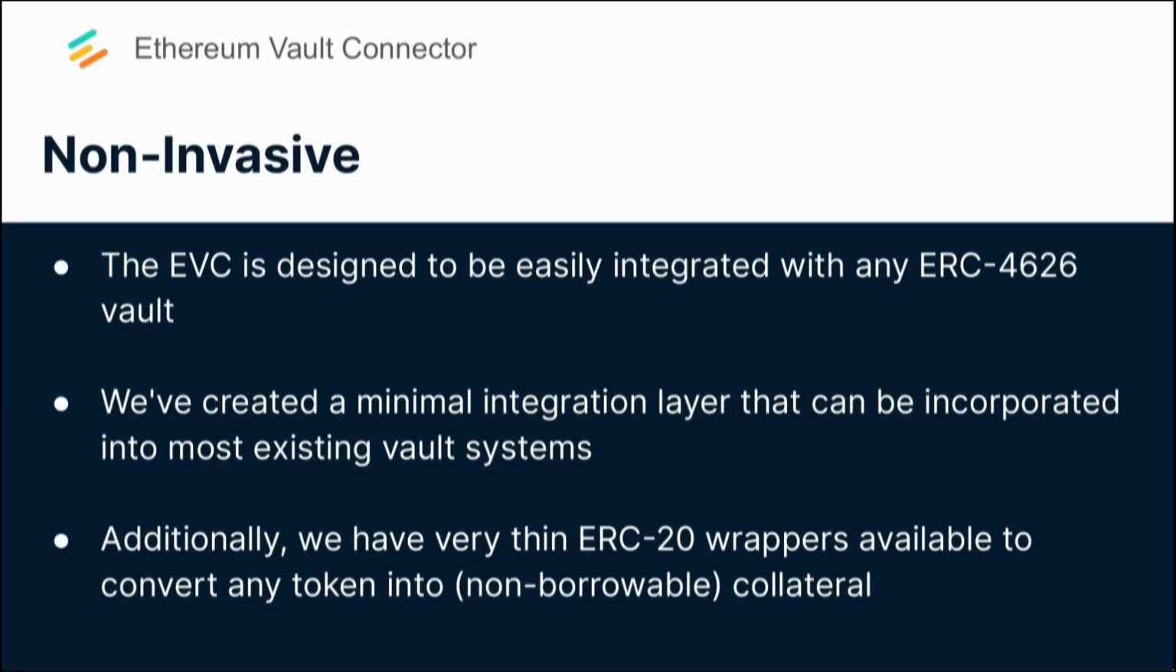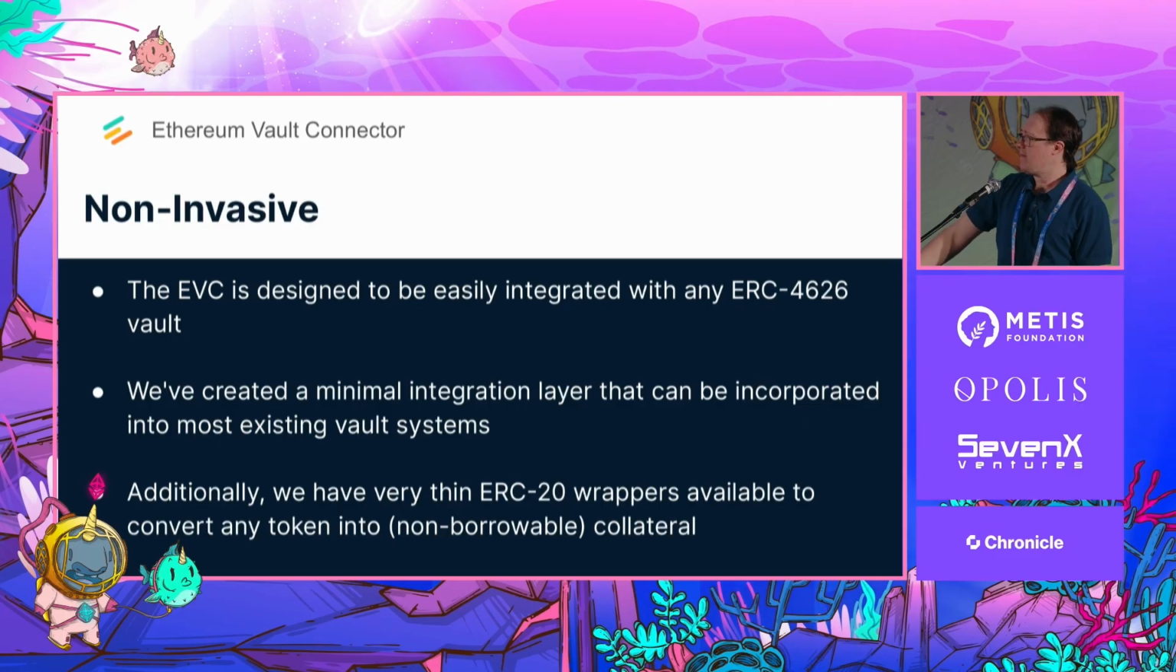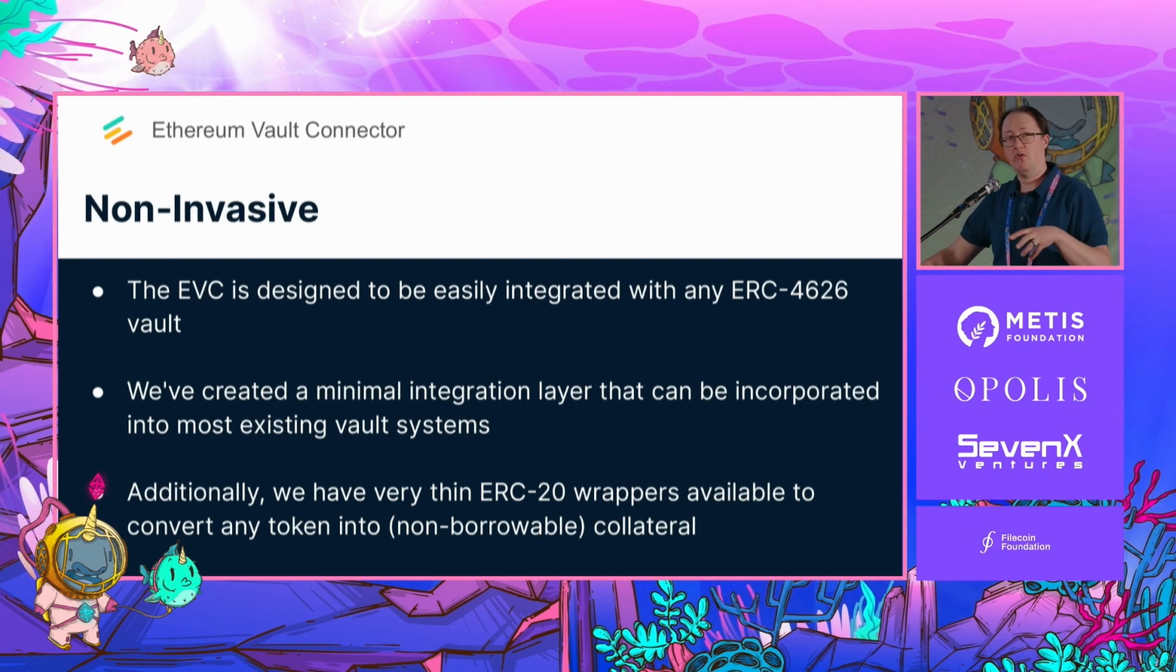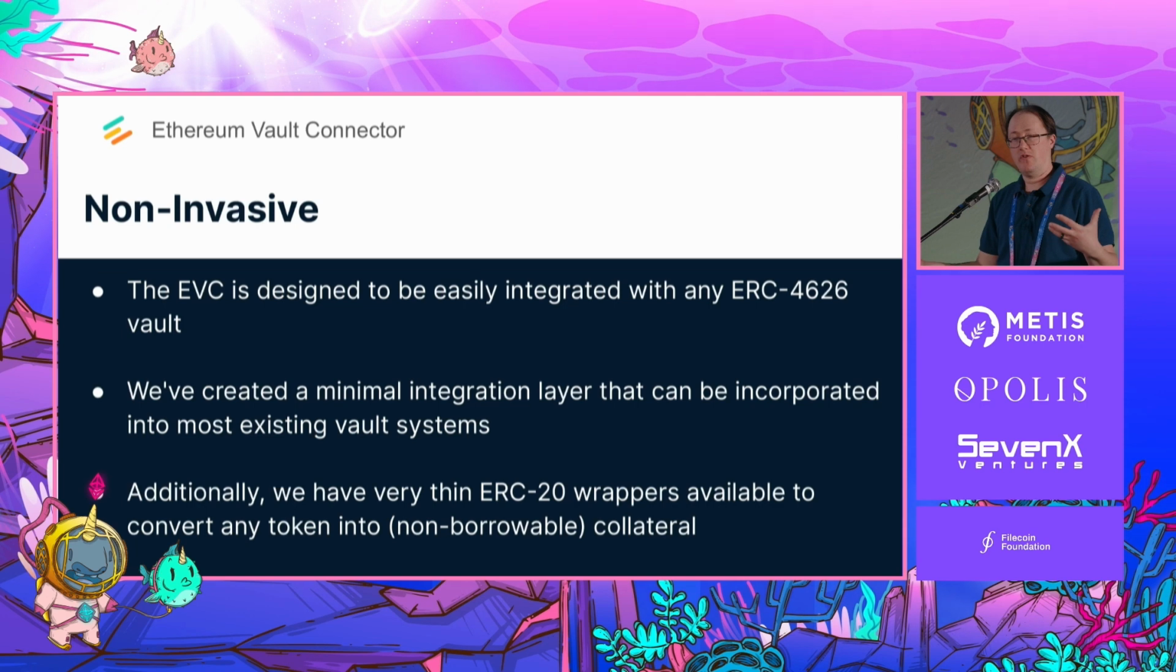The EVC is designed to be very non-invasive, and what we hope is that it's very easy to integrate with existing systems, or to make new systems that don't have a lot of extra cross-cluttering in the code. We've created an integration layer that helps with that, and we've also created some ERC-20 wrappers and integration points as well. So it should be quite a simple action to take any existing vault or token and turn it into something that can be used as collateral in the system.